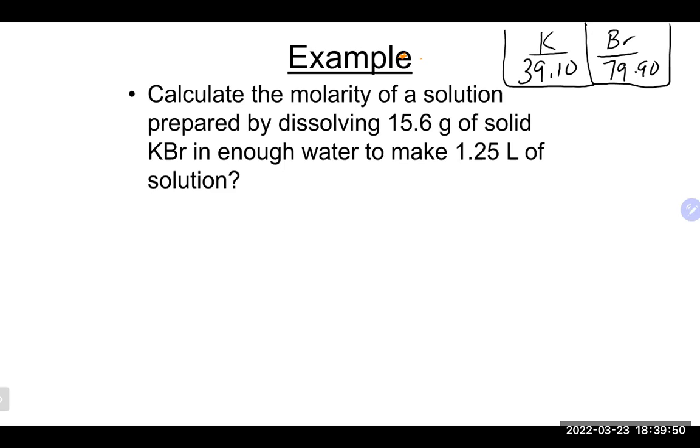So let's take a look. Obviously we're calculating molarity here. So we want to start with what molarity is, which is moles per liter. We also want to think about, do we have any of that information up front? We do have the liters part, so that is good to go. No need to do anything with that number. We do not have the moles part, but we do have grams. How do we go from grams to moles?